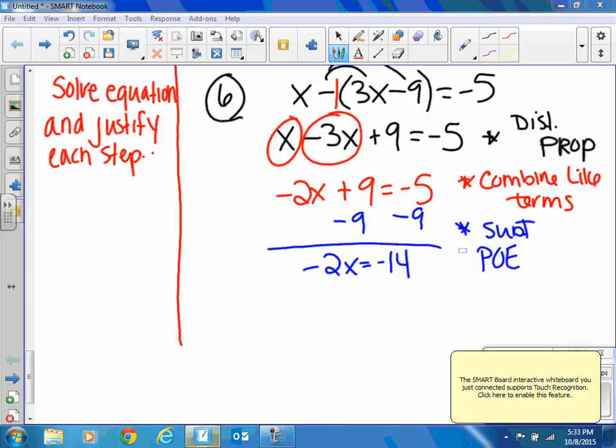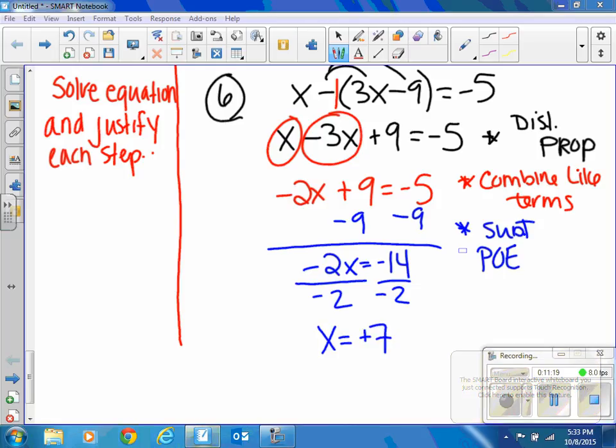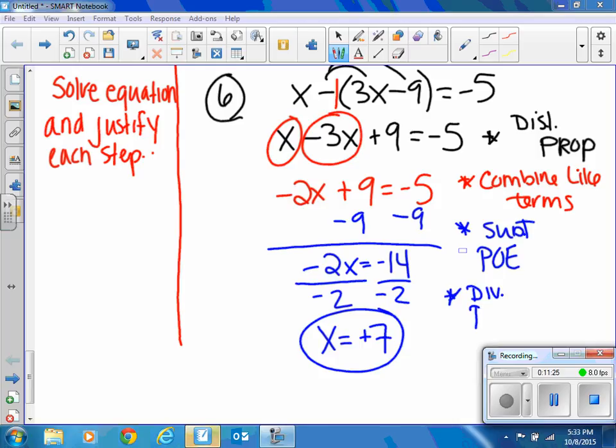Subtraction property of equality. And then we divide by negative 2, divide by negative 2. X is equal to a positive 7. Of course, you don't need that positive out there. And that last one would be the division property of equality. So we're just justifying why we did each step. What did we use to continue on to solving that equation?